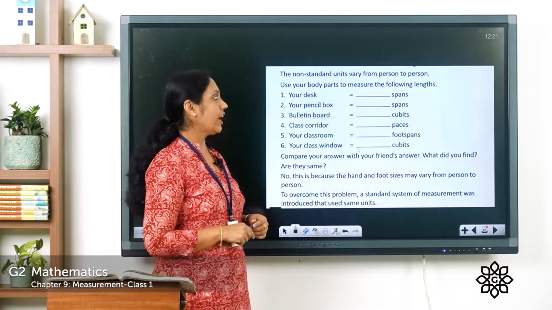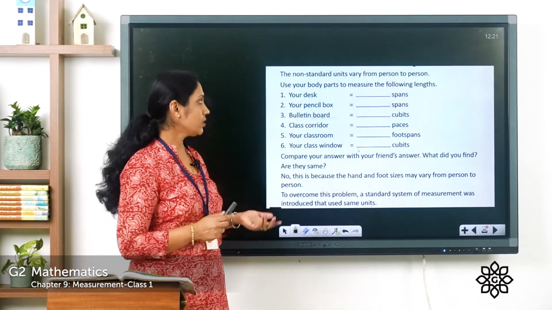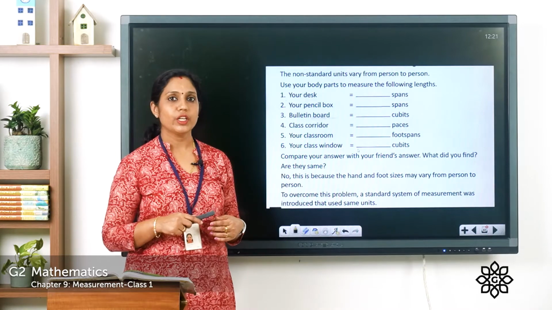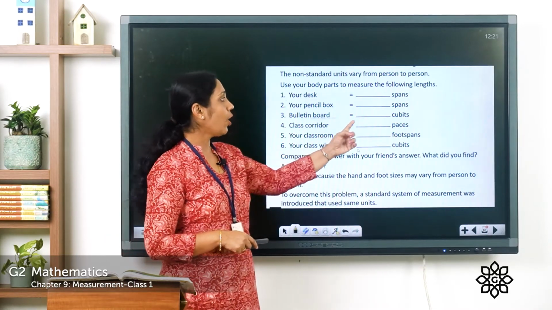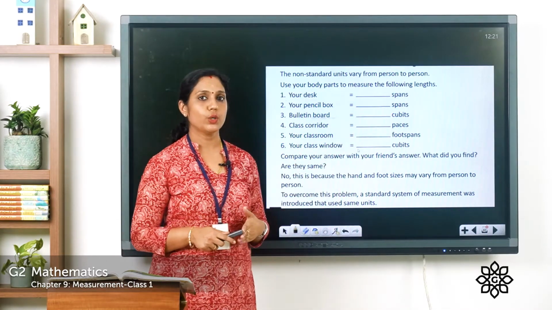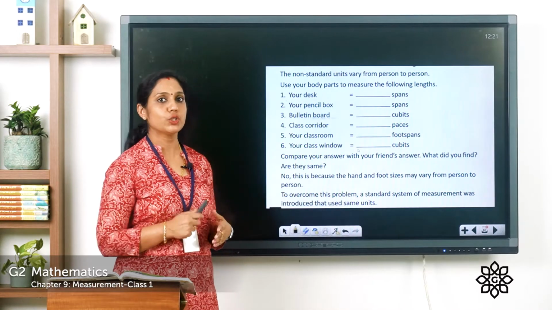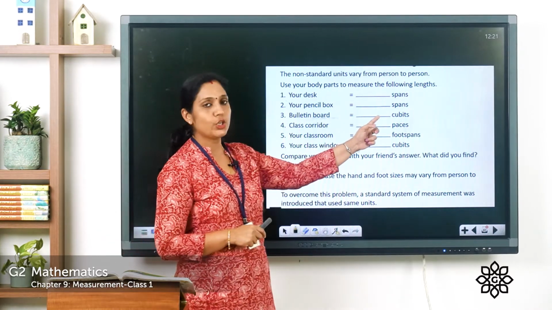The next one, we have the bulletin board. Since you are not in the school, you can use any board and find out how many cubits it is. So what is a cubit? From the tip of the middle finger to the elbow. So find out how many cubits.